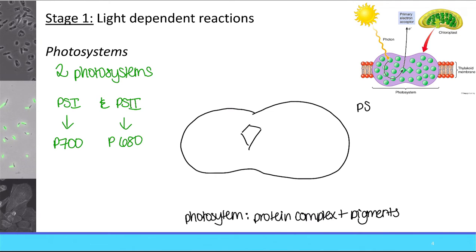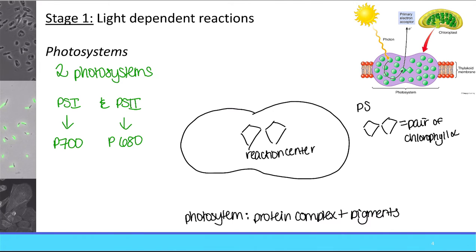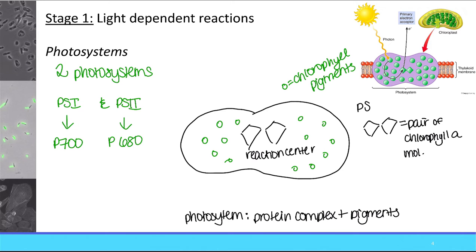So in the reaction center of our photosystem, let's go ahead and label this. Our reaction center, these little diamonds, this pair of diamonds that I tried to draw, is a pair of chlorophyll A molecules. And those are found more or less in the center of the photosystem. And then around the reaction center, we have a bunch of other pigments. These are going to be our chlorophyll pigments. Now, of course, you and I know from day 1 that there are other pigments.